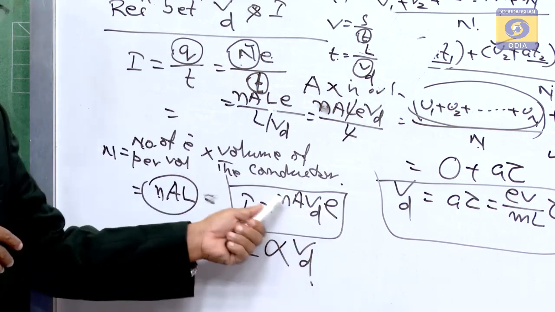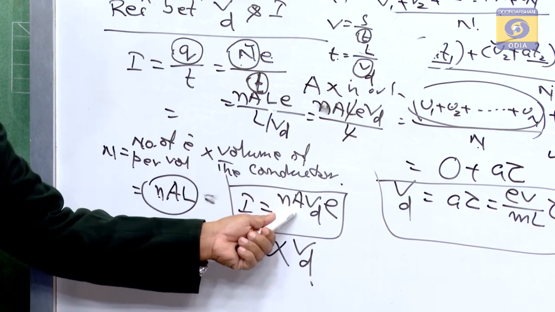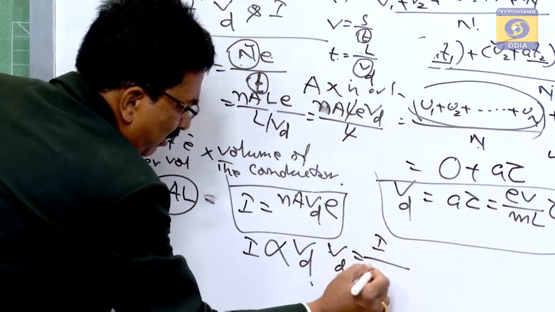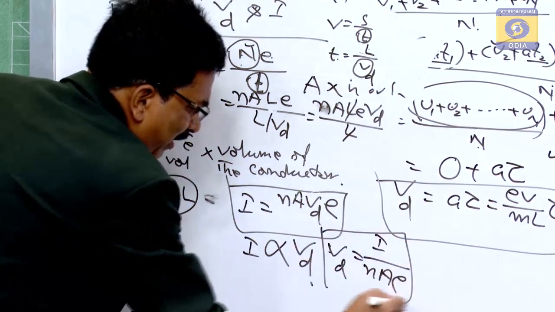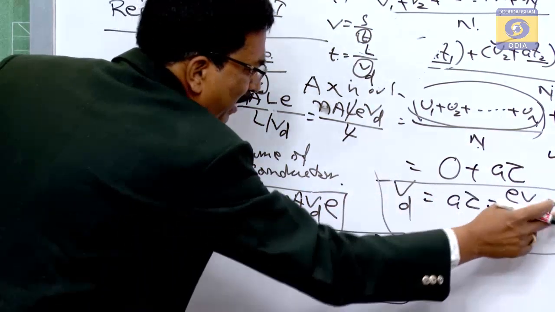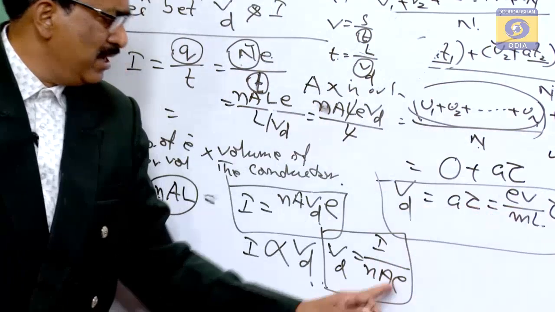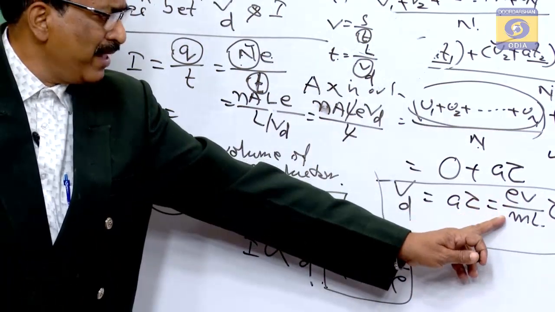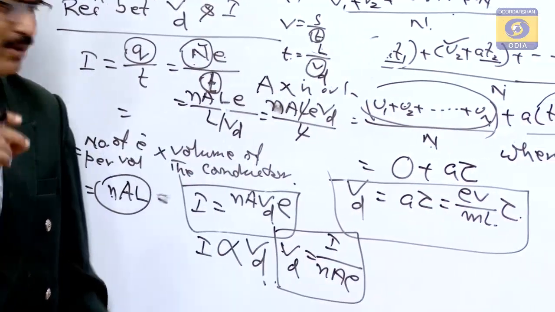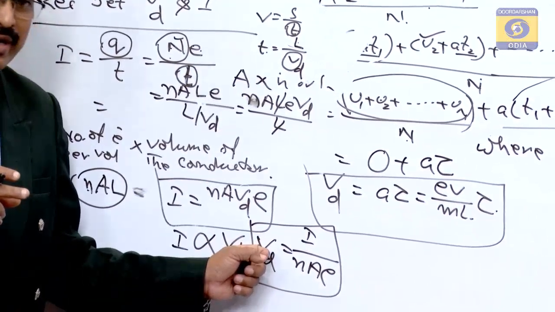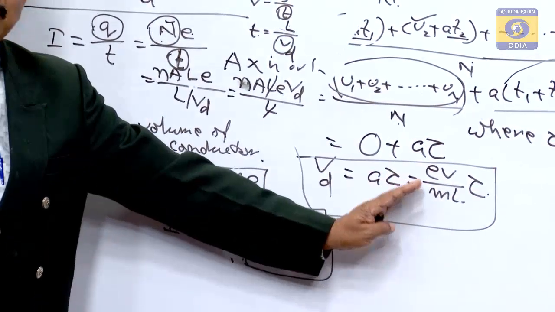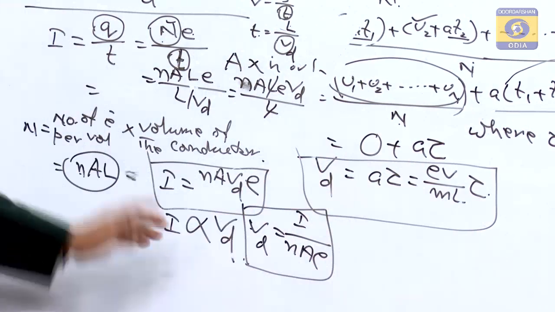So, by putting this expression, Vd will be I by n A e. Suppose one remembers Vd is equal to this one, and another remembers Vd is equal to e E by m into tau. These are two different expressions, just look at your screen. If we put in their values or units, you will ultimately find that the unit of this Vd and the unit of this Vd are the same. This is for your home task, you can calculate it at home. So, this is the drift velocity.